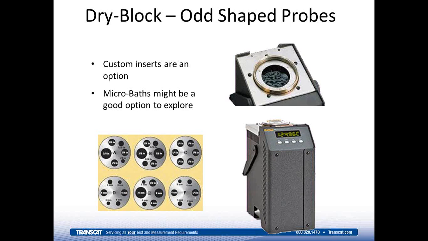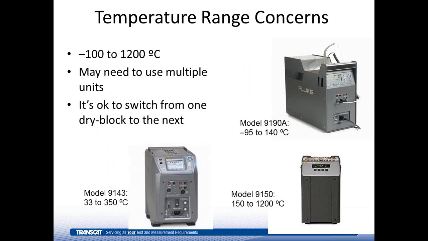So there are some fluidized baths, we call them micro baths at Fluke, that can be used. The bottom left illustration there shows 6 of the insert types that we have available. None of those seem to accommodate my probe very well. I can always consider a small portable fluidized bath as an option to deal with those funny shaped probes. One other option would be to have us make a custom insert for your dry well, so you can always contact Transcat to ask about having a custom insert built.